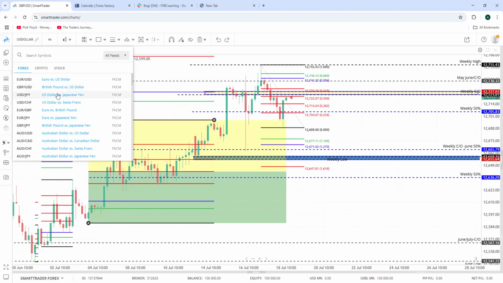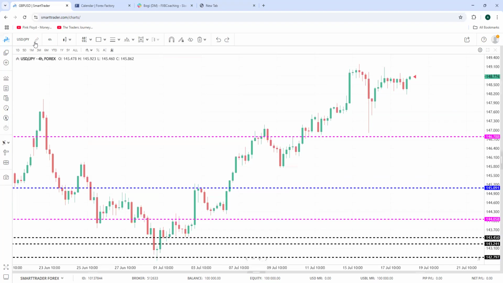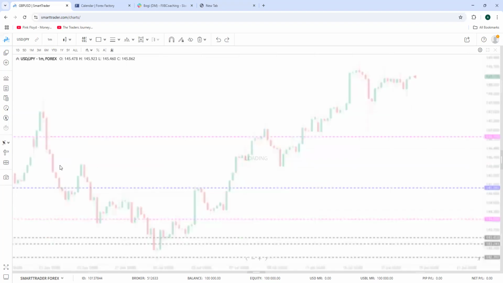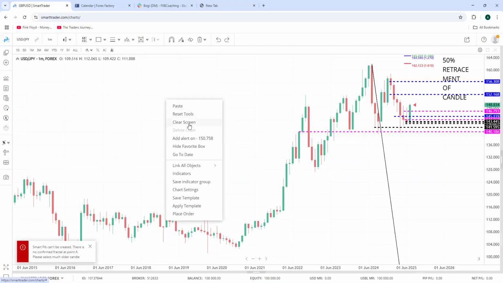So what are we looking for? We're looking at US weakness, right? Because we're at that level. So we're going to do exactly the same thing. We're going to go to the monthly. We're going to do this whole process over again.